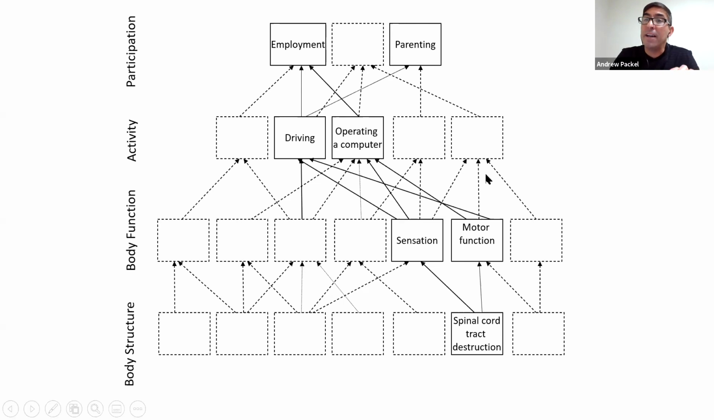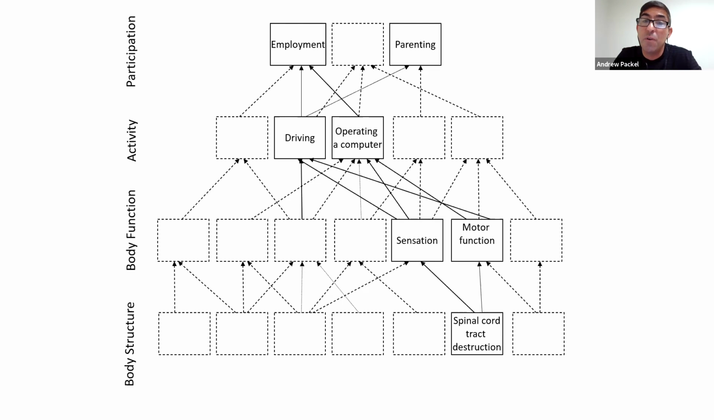So the enablement idea is looking at the linkages between all these boxes. The enablement concepts are represented by the arrows shown here. The enablement theory predicts that if you have deficits in sensation, it may interfere with driving or with operating a computer. But what the RTSS really focuses on is the inside of each individual box.